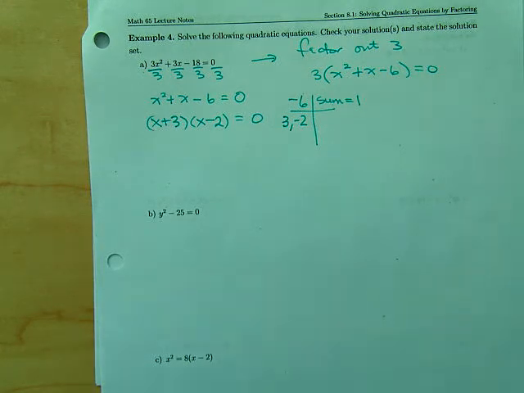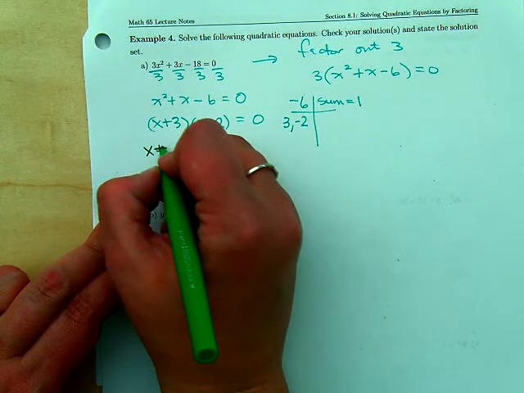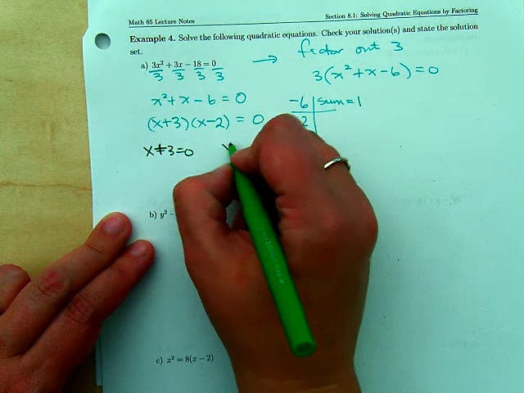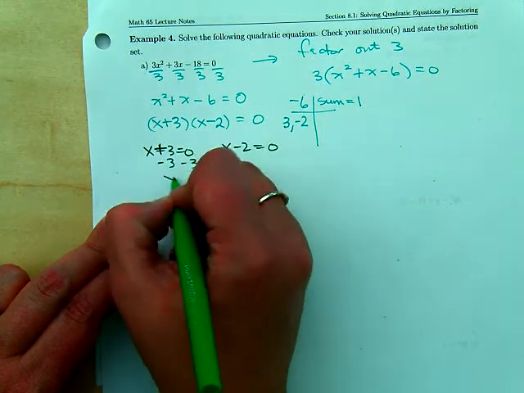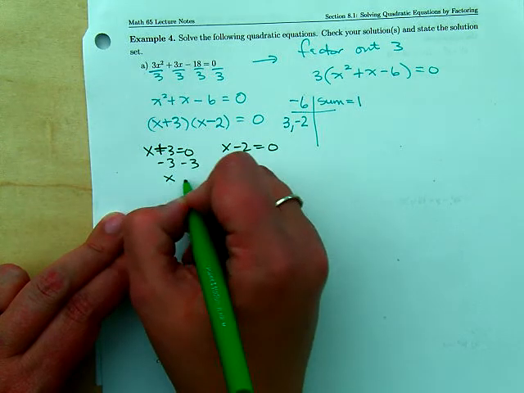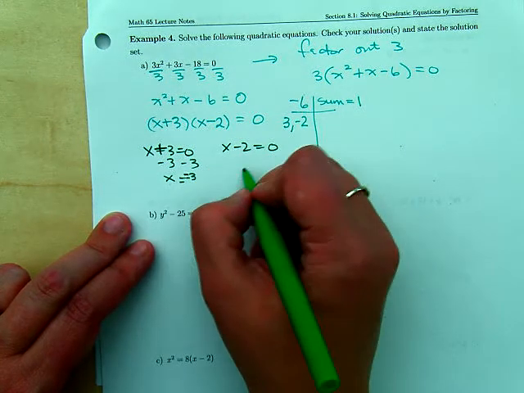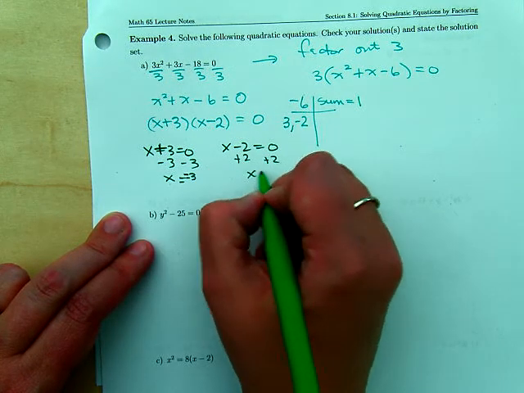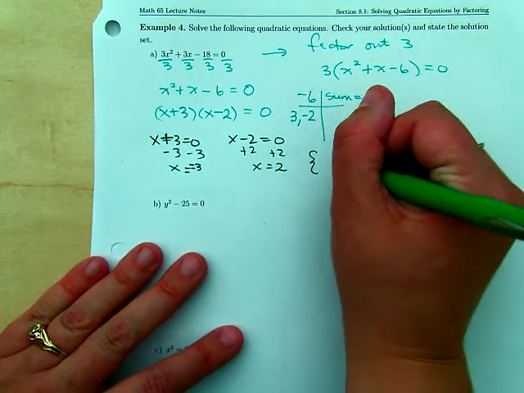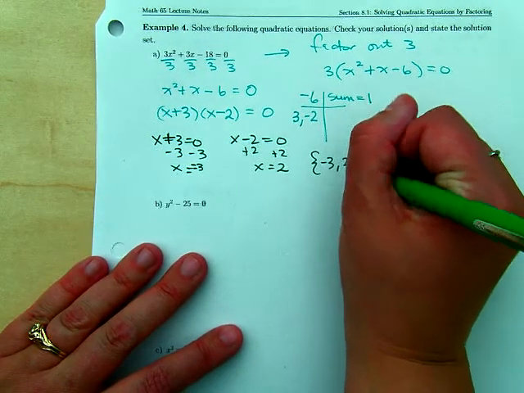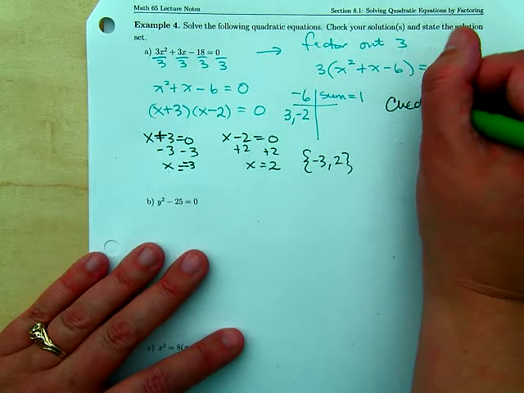So in order to solve, what are we going to do next? Yep, set each factor equal to 0: x + 3 equals 0 and x - 2 equals 0. So x equals -3. Notice that these ones that end in just a number, they're like the opposite signs. And x - 2 equals 0 gives x equals 2. So my solutions are -3 and 2. And then I would want to check.